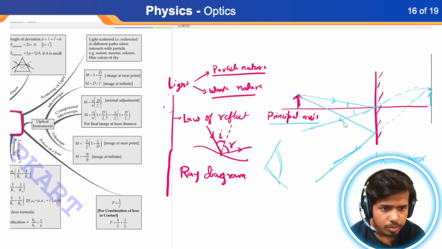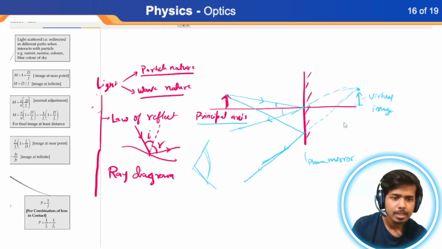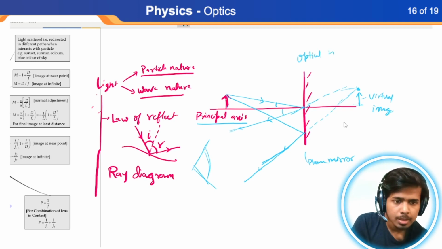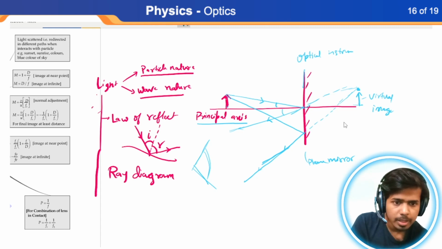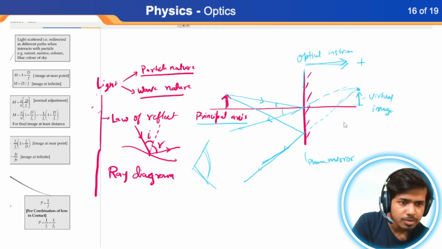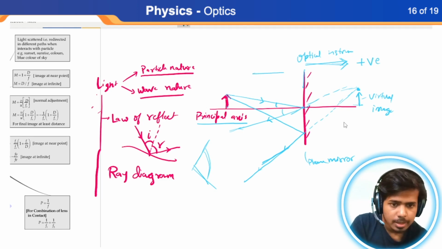Now, while applying this, we have certain formulas. Whatever the direction of light is, let's say the object is here, and this is the optical instrument. Any optical instrument could be there, a lens, a mirror, a spherical mirror. Then in this direction from the optical instrument, the direction in which the light is going from the object, the direction of propagation of light, is called positive. We take it as the sign convention. This then becomes negative, and the upward and lower directions are positive and negative.